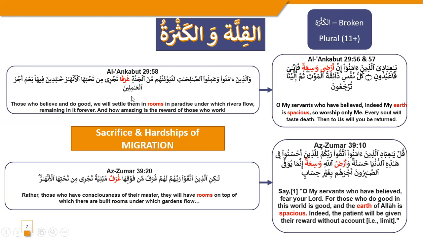Maybe this signifies that ghurfan, rooms, would be more in number, because for people who encountered so many hardships and sacrifices, their reward would probably be more in number than for people who normally just do good deeds. So that is one of the significances of using kathra, which is broken plural, and the significance of using, in the previous ayah, ghurfatin, where sound plural was used, which was talking about regular people who perform good deeds.